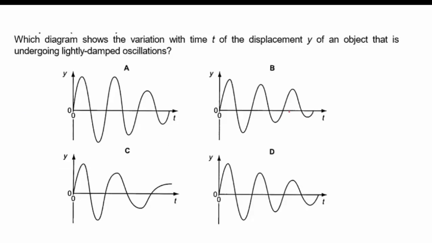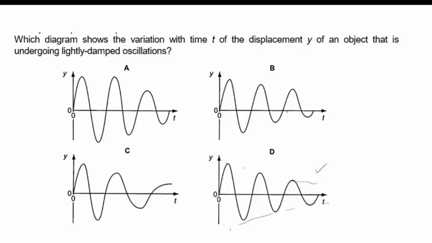Next, example 16 here. You're given four possible answers for the displacement of an object that is undergoing lightly damped oscillation. So you look at all four of them. Only one of them is correct, which is D. This is the correct one. It shows that the amplitude decreases exponentially.